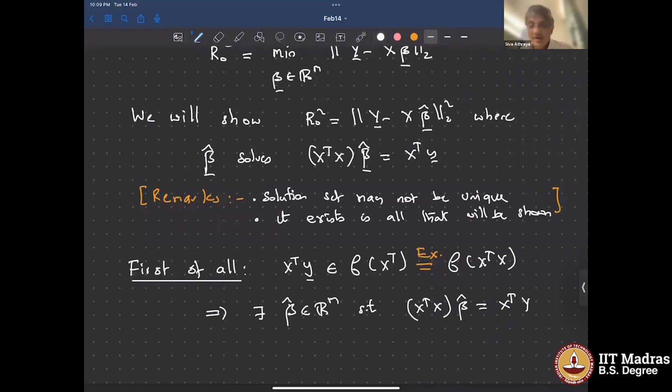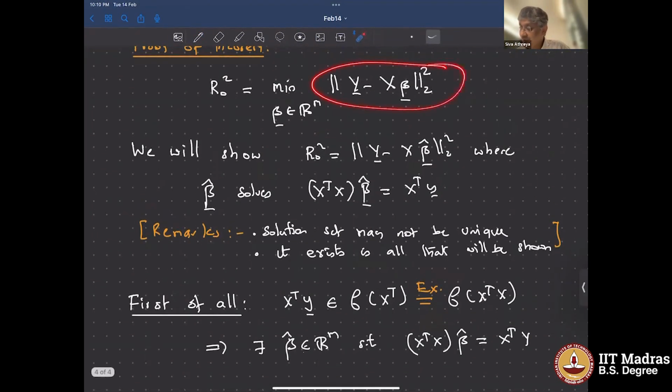So if I show X transpose Y is in the column space of X transpose X, that means there is some beta hat that gives it to you. So this equation always has a solution, because X transpose Y does belong to the column space of X transpose X. So there will always be one solution, it may not be unique, but there is always one. But now I have to show that the least squares solution minimizes these norms. This is what I have to show now. So existence is fairly easy.